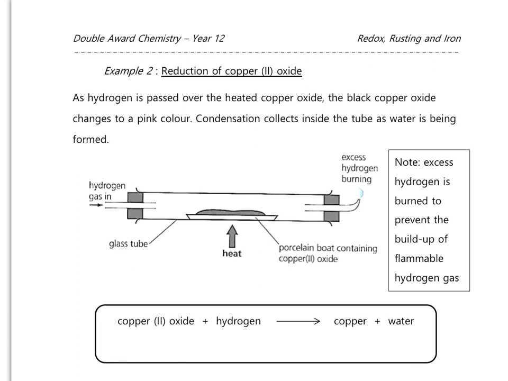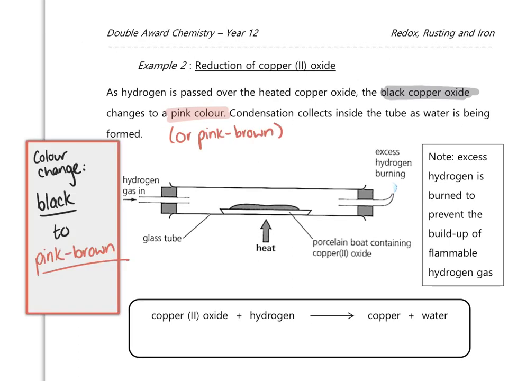But just to highlight, because this can be asked in the exam, the colour change happening here is, well, we start with copper oxide, which you'll remember from your year 11 studies is black. So copper oxide is black, and then when the oxygen is removed from it, we form just copper, and copper is like a pinky brown colour. It can be referred to as pink, or sometimes it is referred to as pink brown. So it might actually be worth writing that off to the side and highlighting that if you were asked in an exam what colour change takes place during this reaction, you would be writing black to pink brown. That would be 2 marks, one for black and one for pink brown.